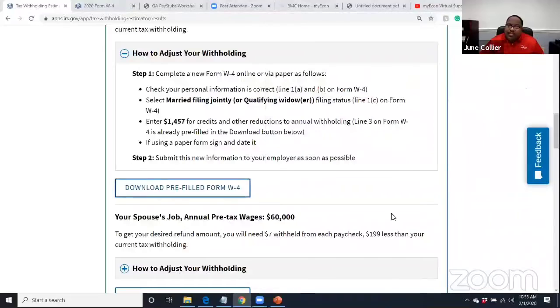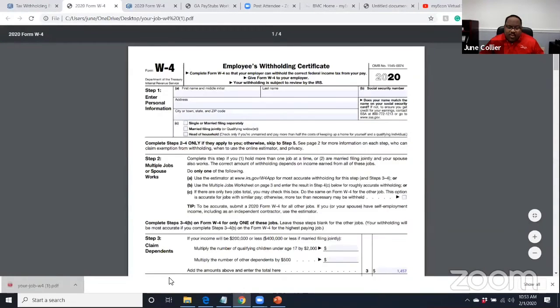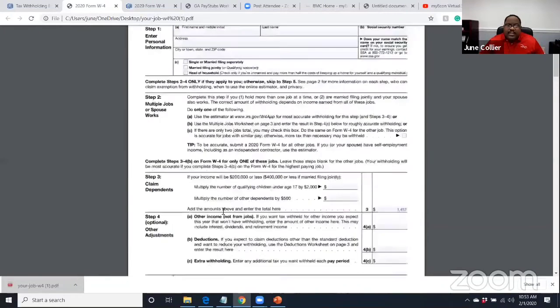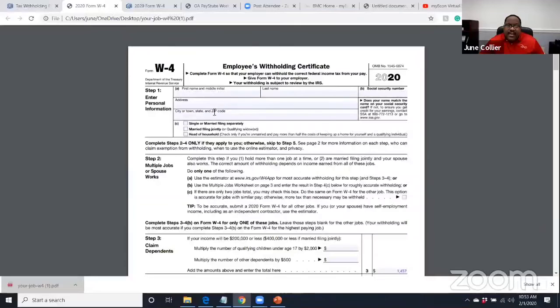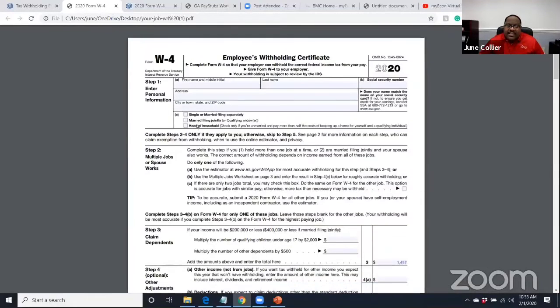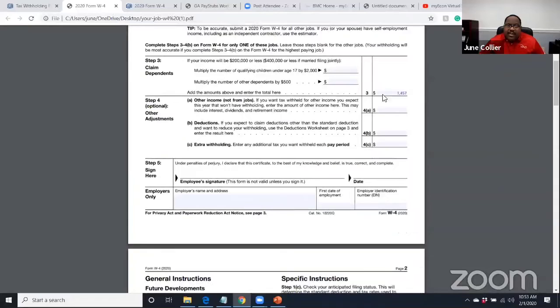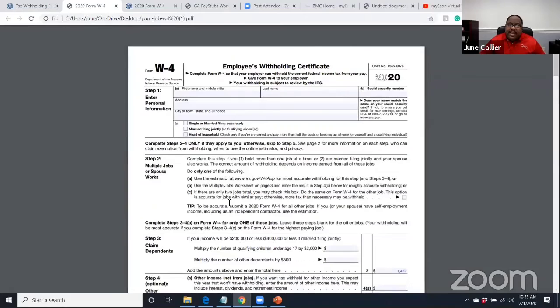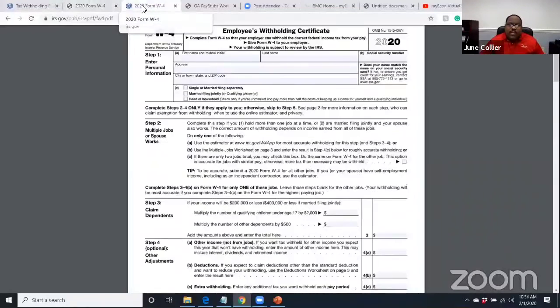So we download the pre-filled W-4, and when we open it up, all the information that we need is already on the W-4. All we have to do is put our name, address, our city, and our filing status. The information has already been filled out in block number 3. Then all we need to do is sign and turn this in to our employer. It's just that simple. The IRS has made it extremely simple for you to fill out this form W-4 very easily.